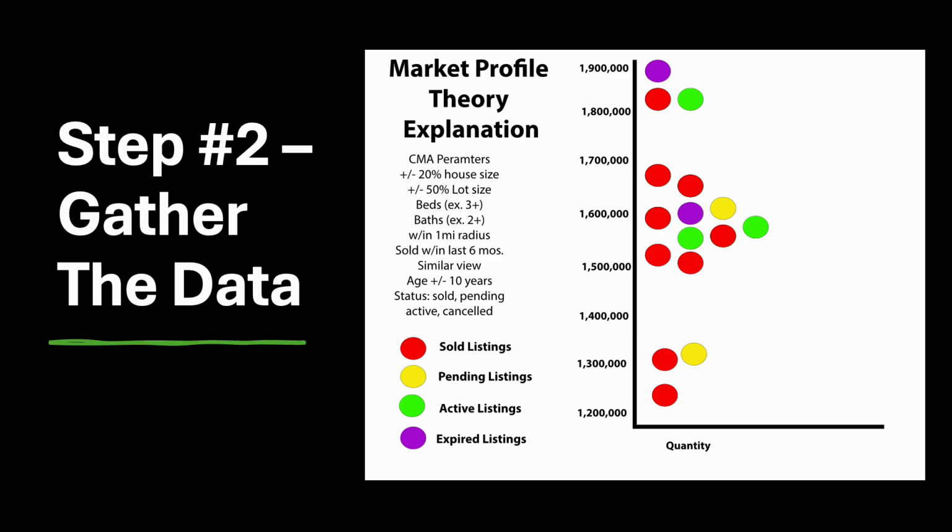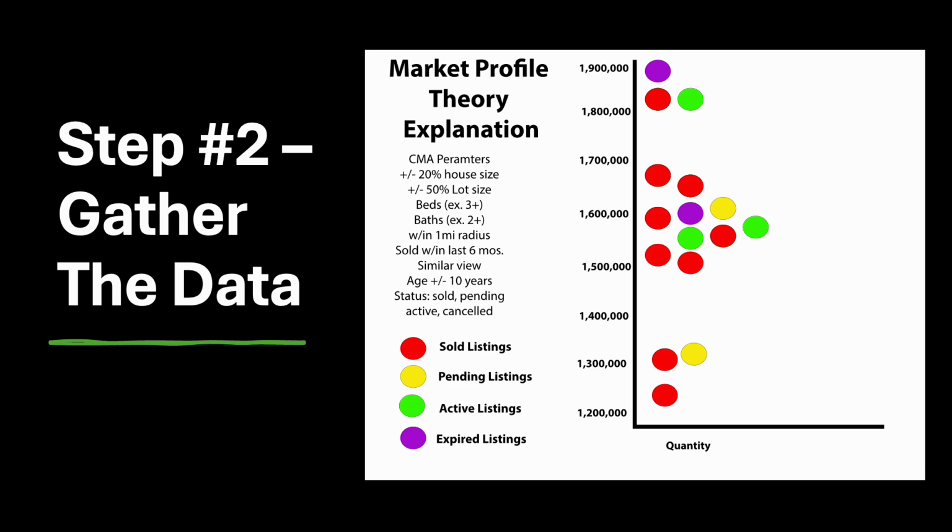What I care about is at what price points are products such as this, not exactly this, but such as this, selling at. And I'm going to use color to indicate the success or failure of each of the listings. So my reds are going to be solds, yellows are going to be pendings, greens actives, purples expireds or canceled listings, and I'm going to put them all on my graph. When I put them on my graph, you can see clearly that the highest dispersion of properties are going to be in the $1.5 to $1.7 million range here in this example.